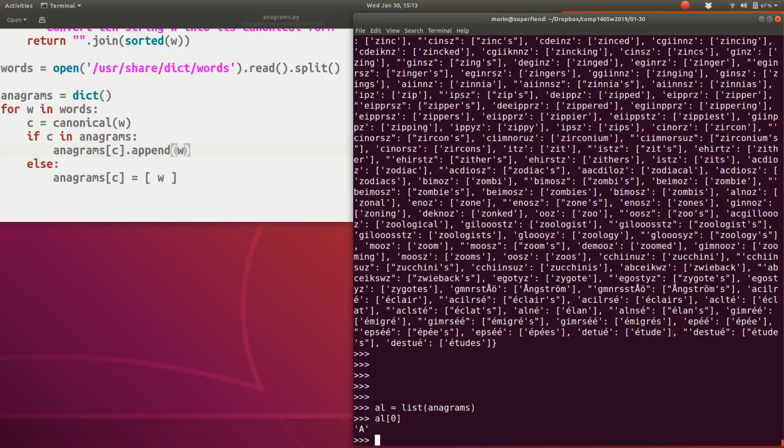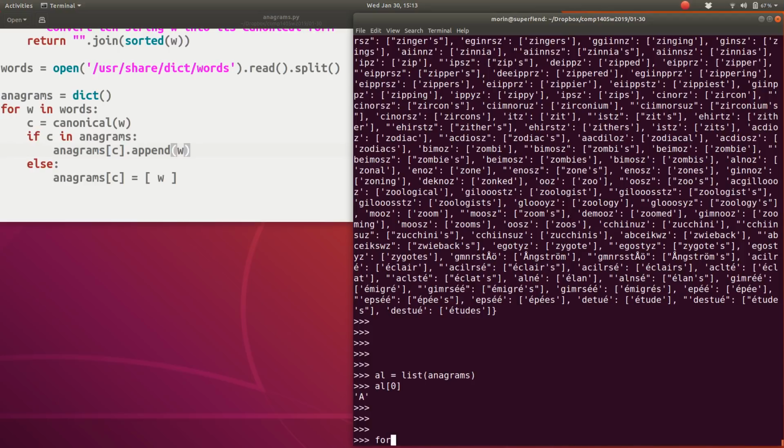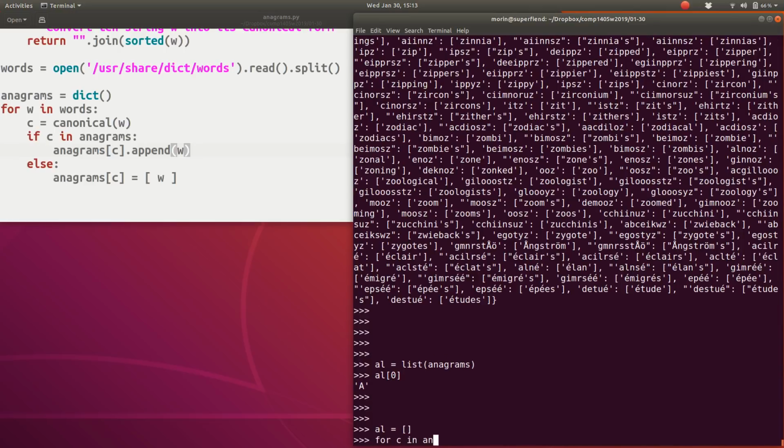No, just even more carefully still. For every canonical form in anagrams, AL is equal to a list. For every canonical form in anagrams, here's what we'll do. We will say AL dot append a pair of things, the canonical form and the list of words associated with it.